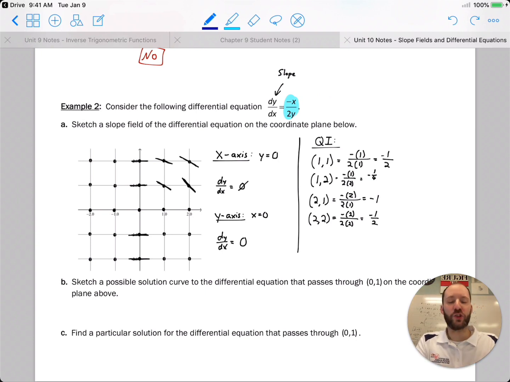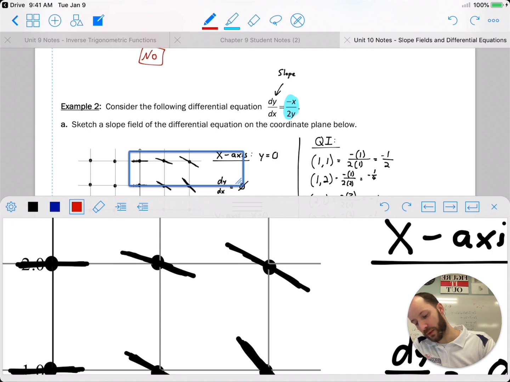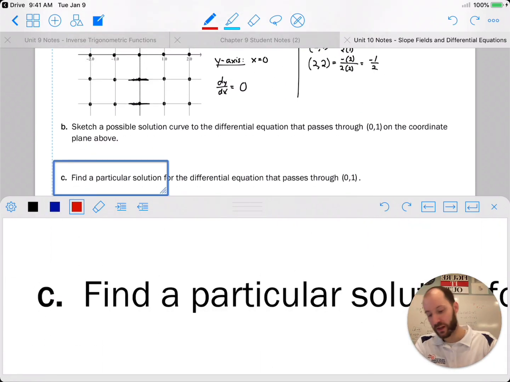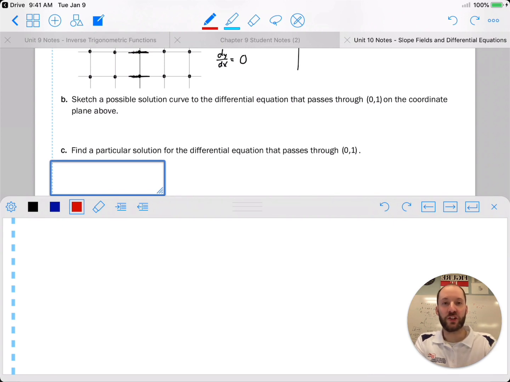Part C, I'll show you how this works. And this is going to be a pretty big theme throughout this unit, finding a particular solution. Remember, indefinite integrals find the general solution, the plus c. So the plus c says, where are we vertically placed on the coordinate grid? A particular solution says, well, vertically we're placed right here. We find a value for c.